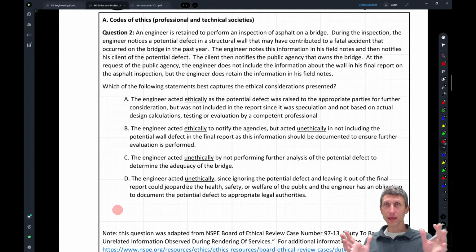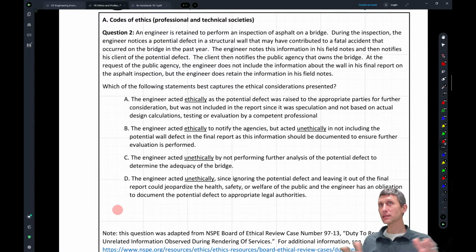Hey, Mr. Client, this is a defect that I think could have maybe had an impact on that, something you might want to look at. The client notifies the public agency that owns the bridge. At the request of the public agency, the engineer does not include the information about the wall in his final report on the asphalt inspection. You got hired to do an asphalt inspection, and that's what he's qualified for. But the engineer does retain the information in his field notes, right?